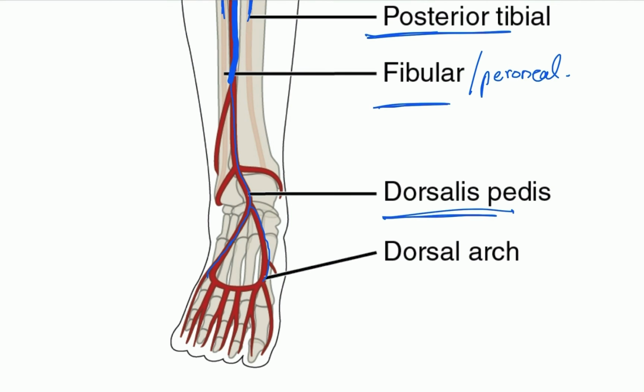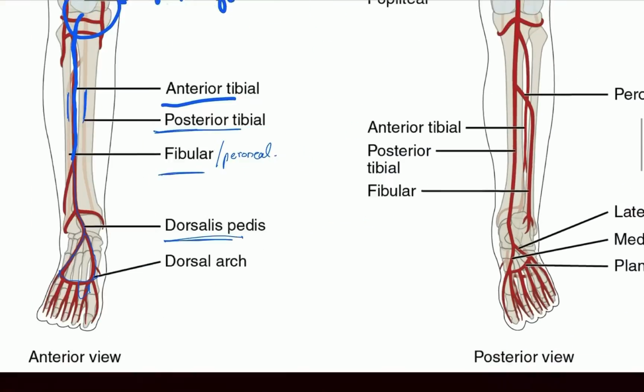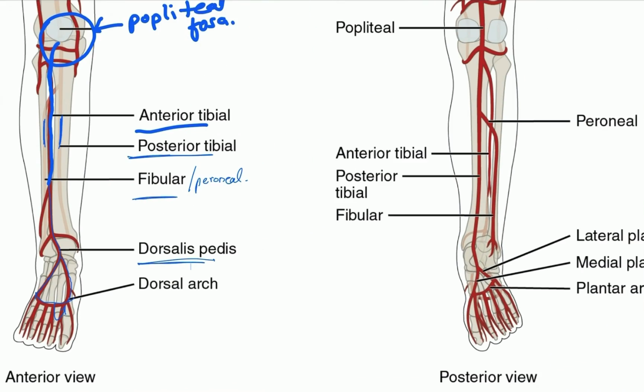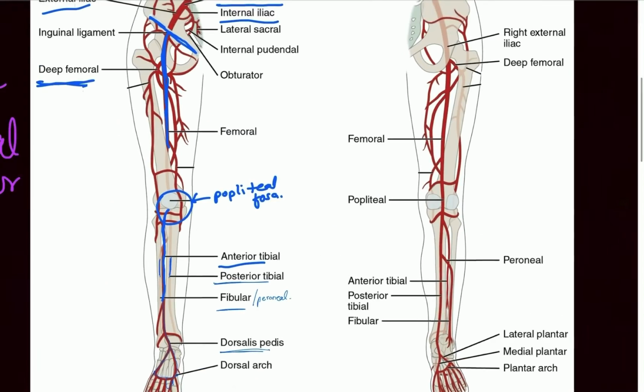Now this dorsalis pedis artery forms the dorsal arc, and then further it will go inside into the sole of the foot. Where will it go? It will go inside the sole of the foot and form the deep plantar arc.